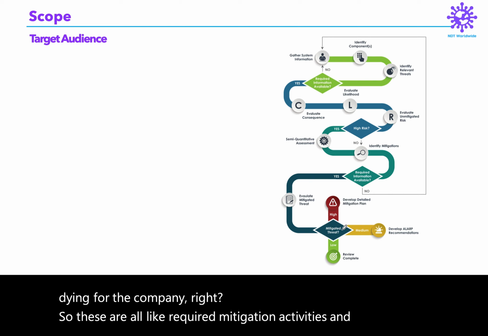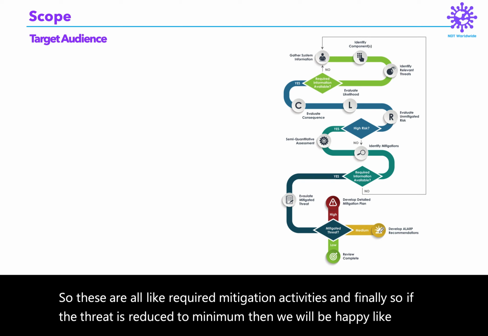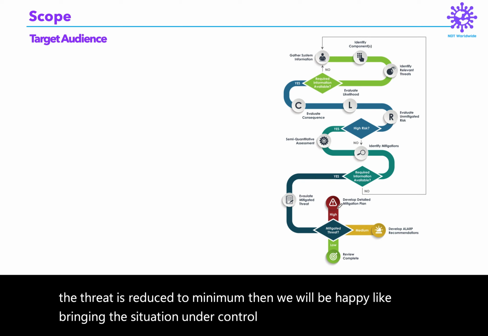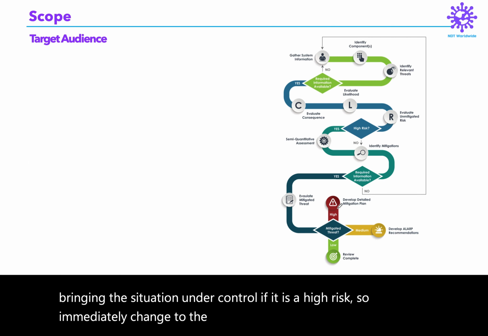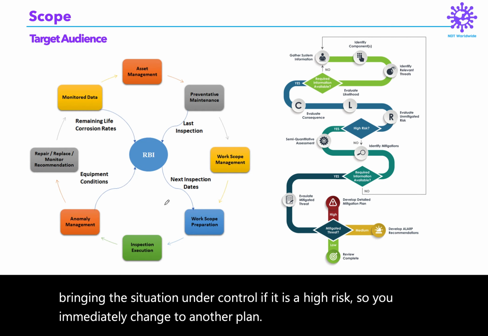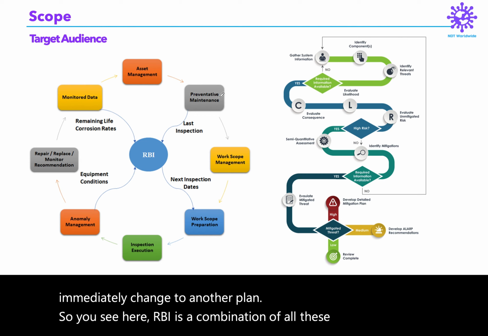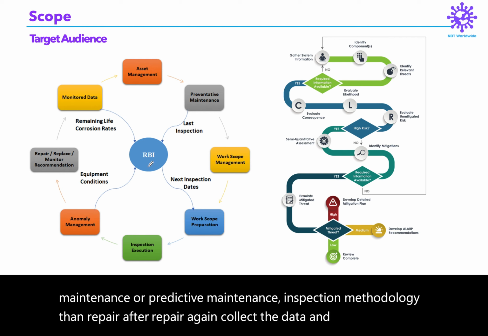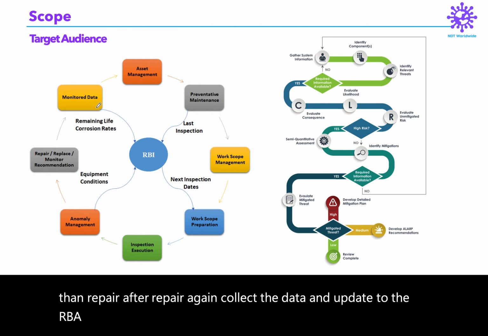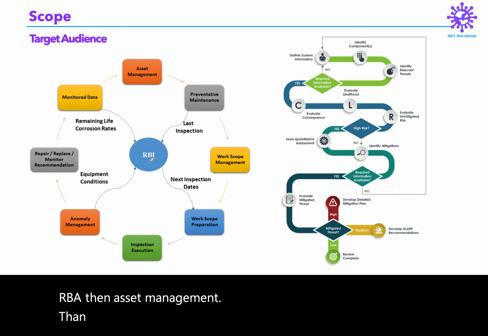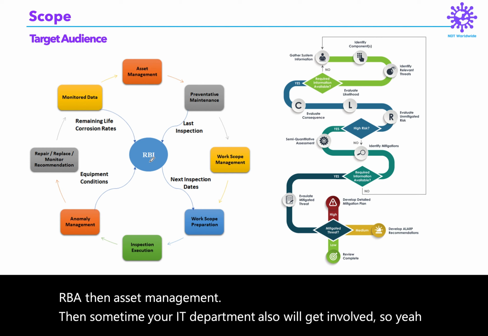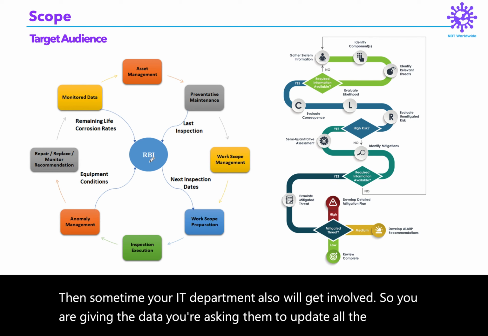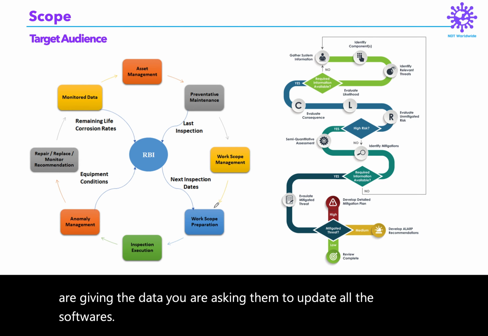Then finally, if the threat is reduced to minimum, then you will be happy, like bringing the situation under control. If it is a high risk, immediately change to another plan. So you see here, RBI is a combination of all these things: preventive maintenance or predictive maintenance, inspection methodology, then repair. After repair, again collect the data and update the RBI. Then asset management. Then sometimes your IT department also will get involved. So you are giving the data, you are asking them to update all the software, right? Then inspection plans.